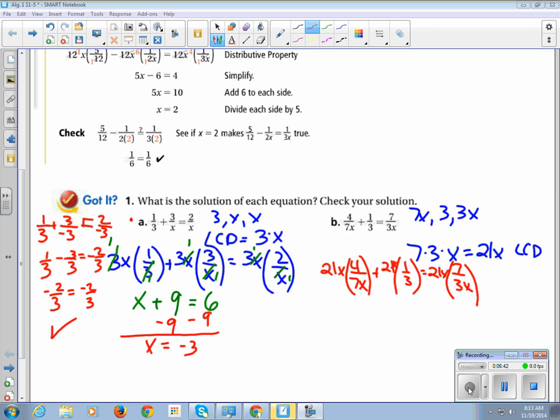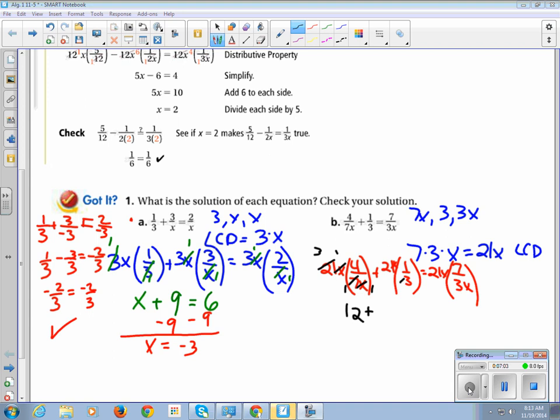Everybody gets a 21x. If I do it to everything, my equation remains equal. So 7 goes into 21 3 times. It goes into 7 once. X goes into x 1 time. I get a 3 times 4, which is 12.